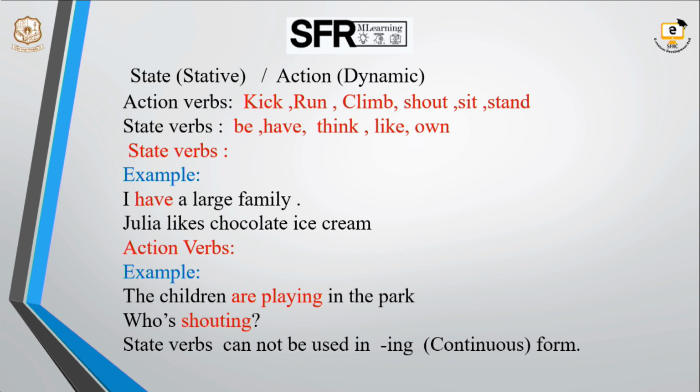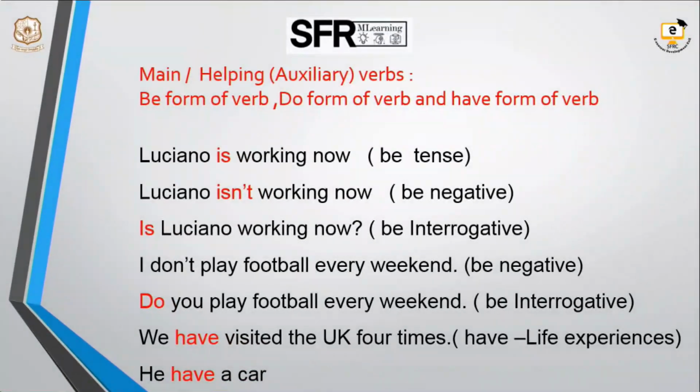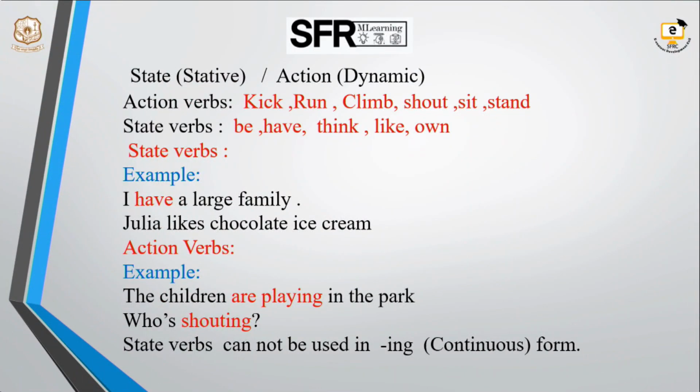This is an important rule in English that you should know. That rule is: state verbs cannot be used in the ing form. When you want to use a continuous form, you can only do that with action verbs. Let's look at a couple of examples. Now I can say, "The children are playing in the park." "Who's shouting?" Both of these sentences are correct because the verbs play and shout are physical actions. So we can use ing forms.